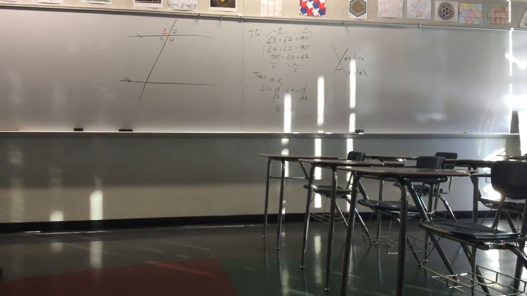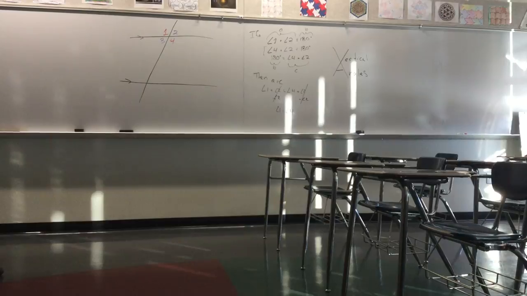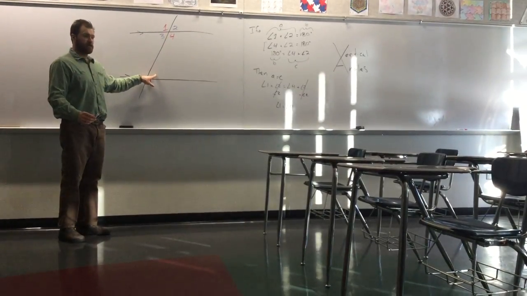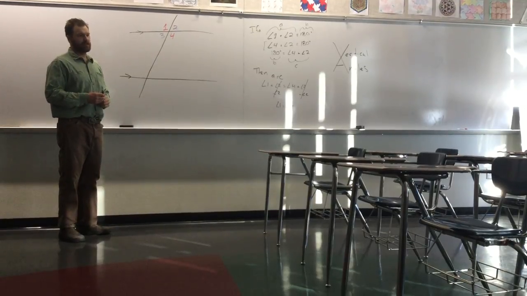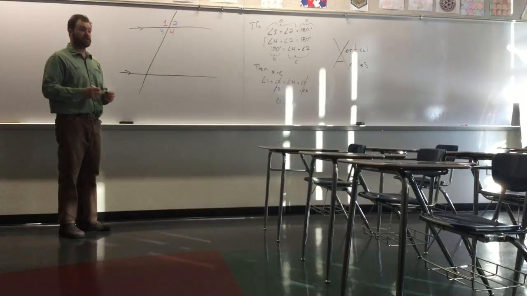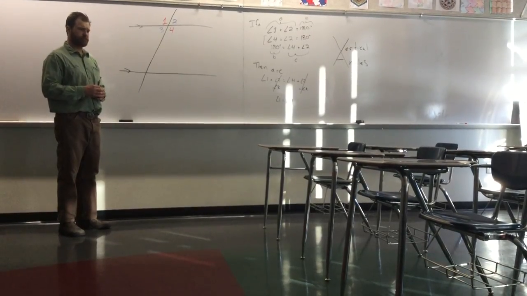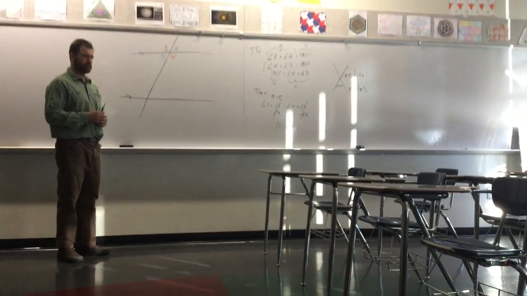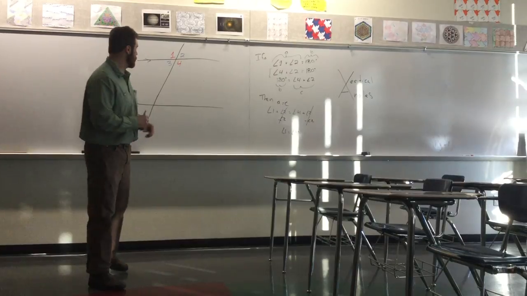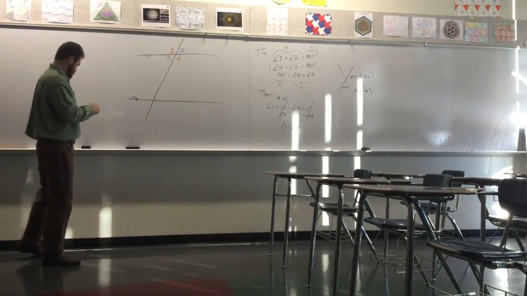Okay, so now what does this angle need to be for these guys to be parallel? Anybody got a guess? How about for those two lines to be parallel? The angles need to be... Let's not talk about numbers. How about colors? Because right here, red and blue. Yeah, we've got red equals red, right?